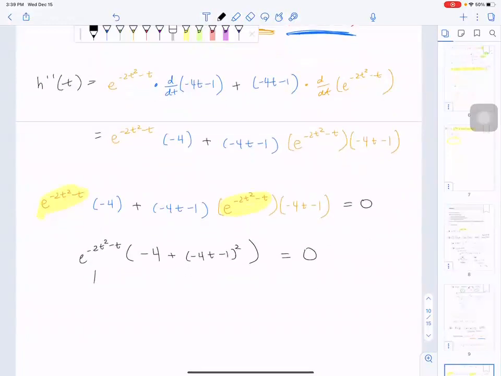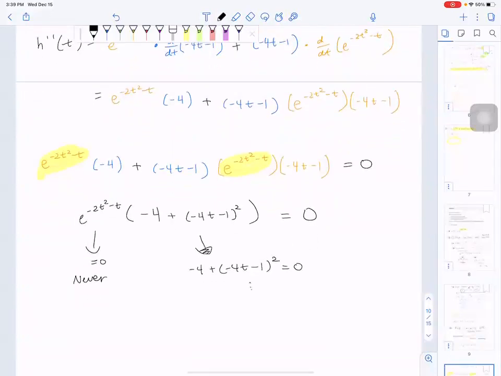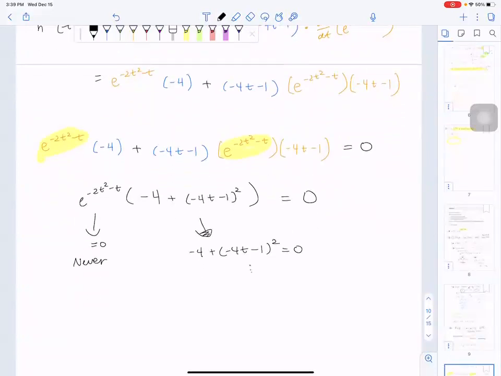Now we have the first thing times the second thing equals 0. How do you find the roots? You set this thing equal to 0, which again never happens because e to anything is always positive. And then we set this thing equal to 0. Okay, so I will let you simplify that, and let me write out a little bit more steps.